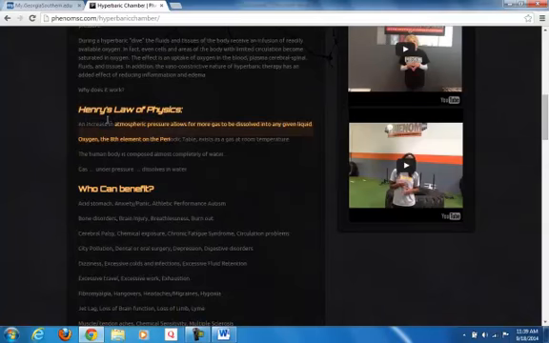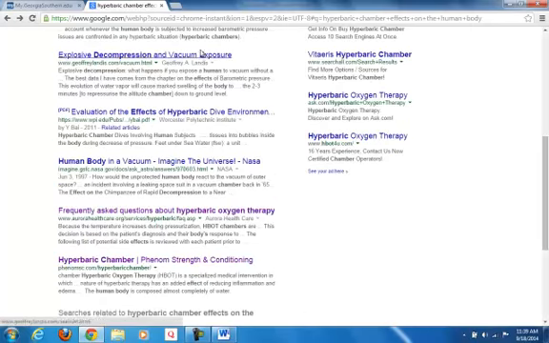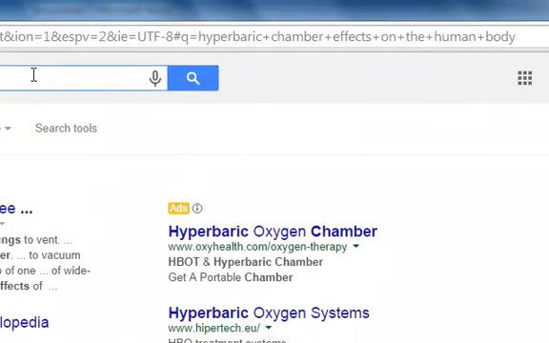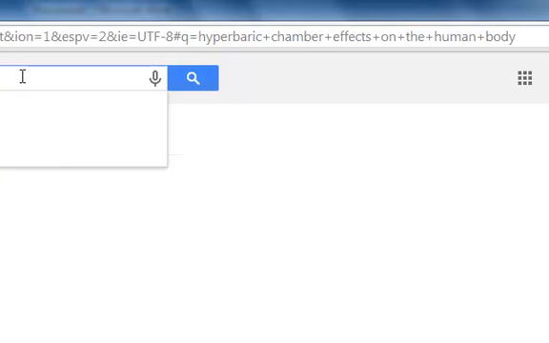So I'm going to just remember Henry's law of physics, and I think I'm going to back up and actually Google Henry's law of physics and see if it is a real law and if it does have any bearing on the hyperbaric chamber. Okay.